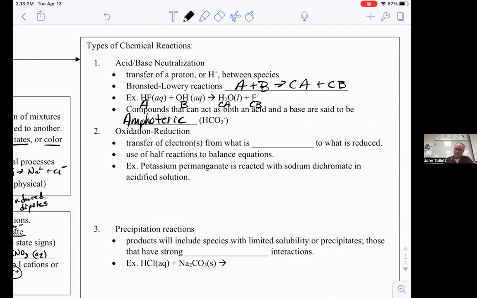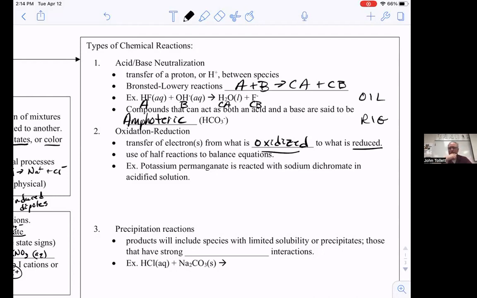So in redox reactions, there's a transfer of electrons from what is oxidized to what gains the electrons, which is what is reduced. So you'll have something that's oxidized and something that's reduced. You guys probably remember your OIL RIG, right? Oxidation is loss and reduction is gain of electrons.